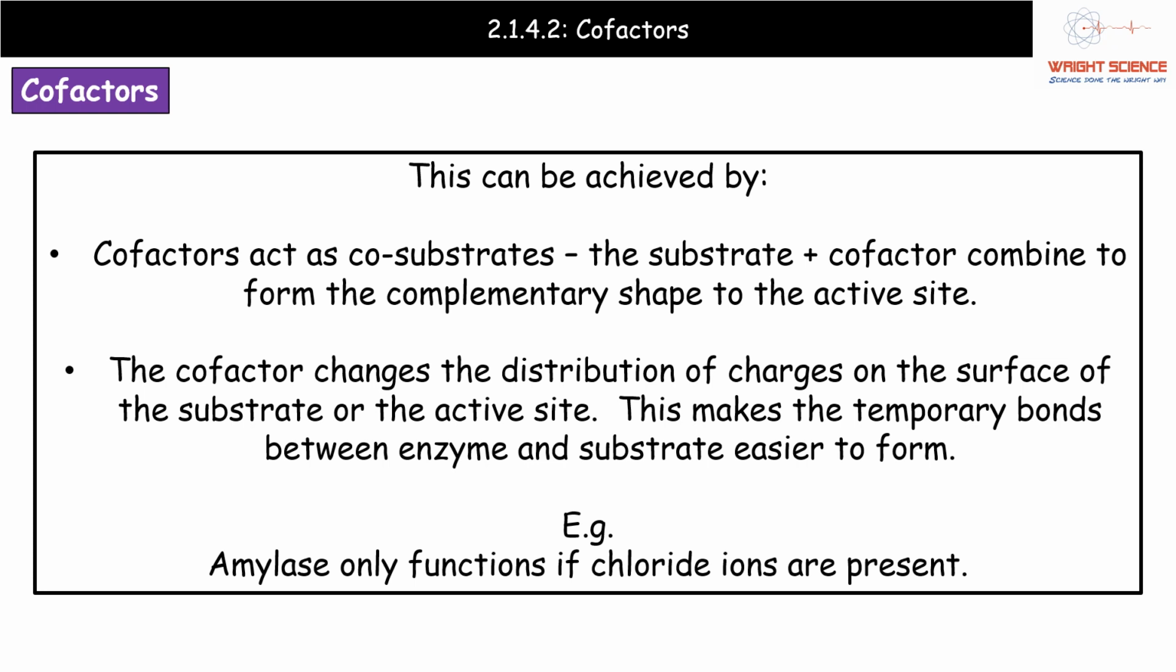And a good example of one of these cofactors that is using an ion would be amylase. Now, amylase is an enzyme we should be familiar with. It's obviously one we talk about in saliva and the like. But amylase is only going to function if there are chloride ions present. So without chloride ions, amylase won't function.